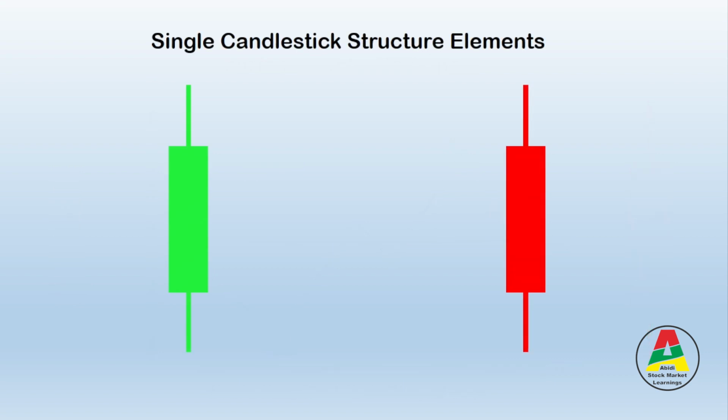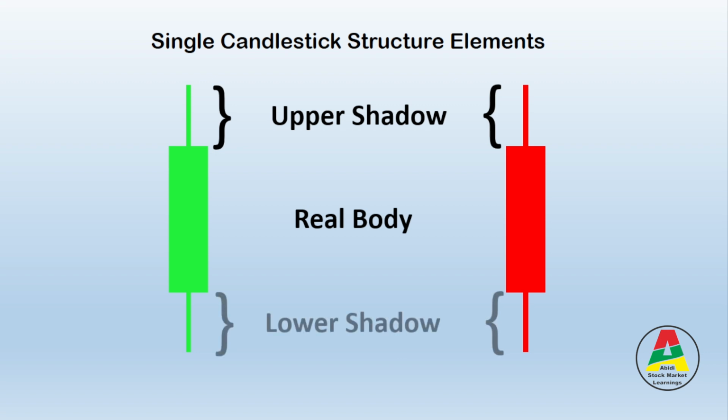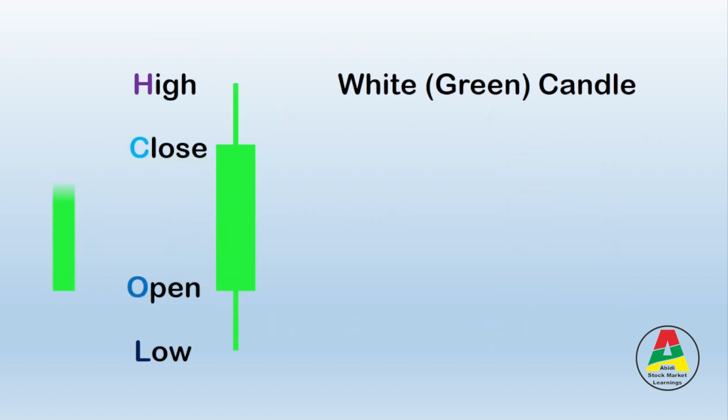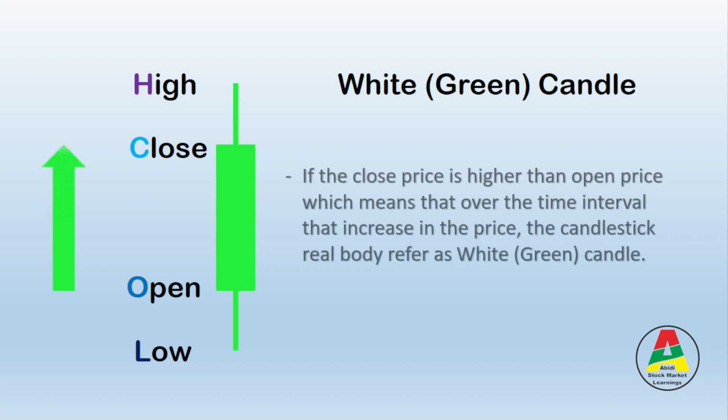Moving on to the single candlestick structure elements. A single candlestick is composed of three elements: upper shadow, real body, and lower shadow. The candlestick body is determined by the opening and the closing price represented by the candle. The color of the rectangle differs depending on whether the open price is higher or lower than the closing price. If the close price is higher than the open price, which means that over the time interval there was an increase in the price, the candlestick real body is referred to as a white candle.